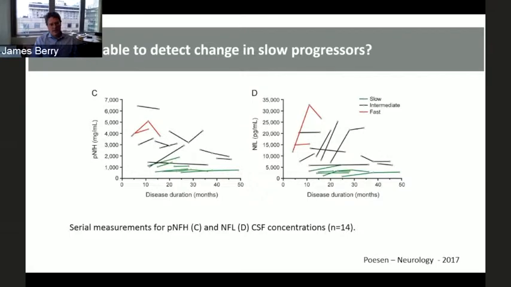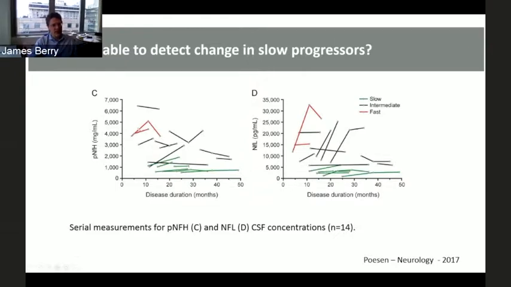I think it raises the question, will we be able to detect change in slow progressors? And the thing that throws that into even more question than we would say from the previous slide is that when we measure these longitudinally, the slow progressors in green have low levels and they remain low. They're not going up over time. So I think it may be difficult for us to use this as a biomarker in slow progressors, and that might impact who we enroll into trials if we want to use neurofilament as a readout for an early phase trial.